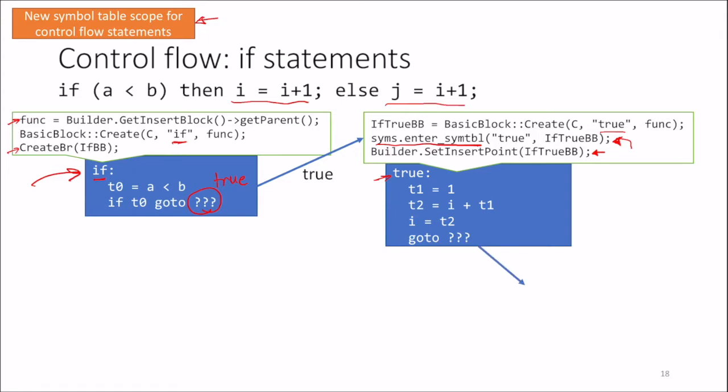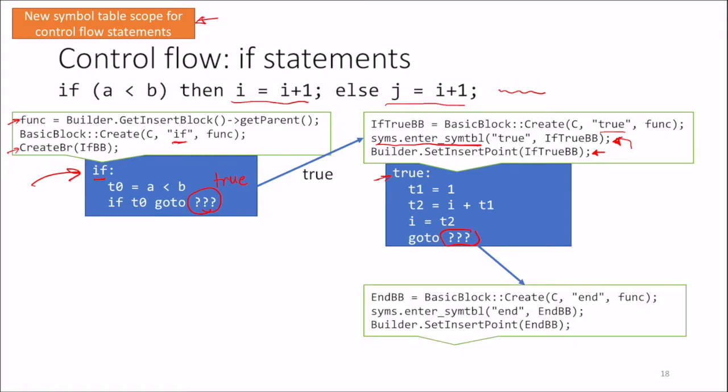Okay, so the next step is what do I do with this goto? Well, if you think about it, once it's true, it should start executing the statement that follows after the else, right? So we call that the end. That's the end of the if statement. We insert it into the symbol table as the end, and we call this the end basic block. When you're ready to generate code for it, we set the insert point to that. In this case, it's not doing much. All of the instructions after that are listed as starting from end. Now, this is what happens when it's true.